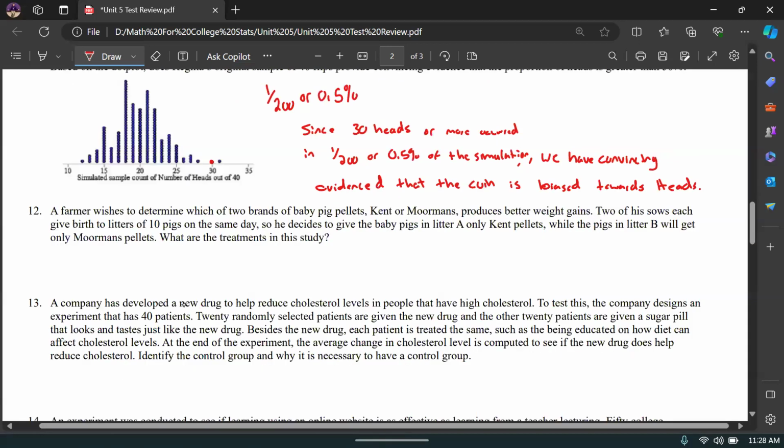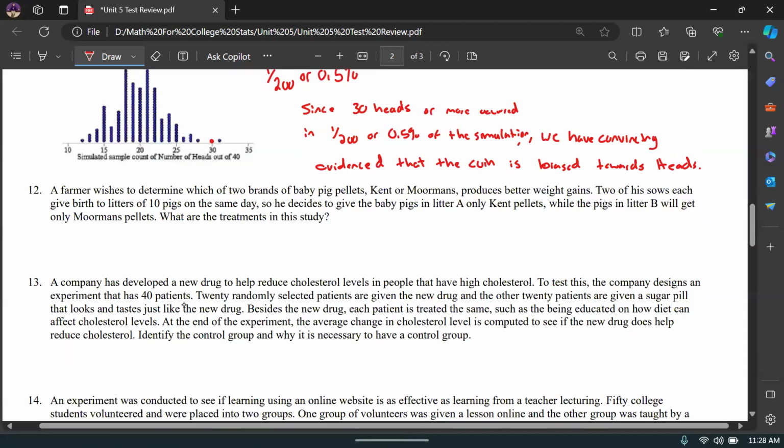A farmer wishes to determine which of two brands of baby pig pellets, Kent or Mormons, produces better weight gains. Two of his sows each give birth to litters of 10 pigs on the same day. So he decides to give the baby pigs in litter A only Kent pellets, while the pigs in litter B will get only Mormon's pellets. What are the treatments in this study?